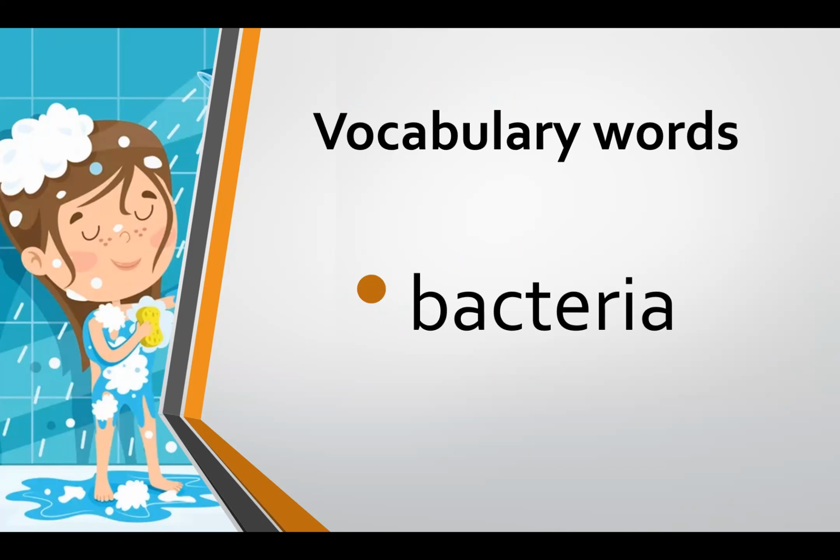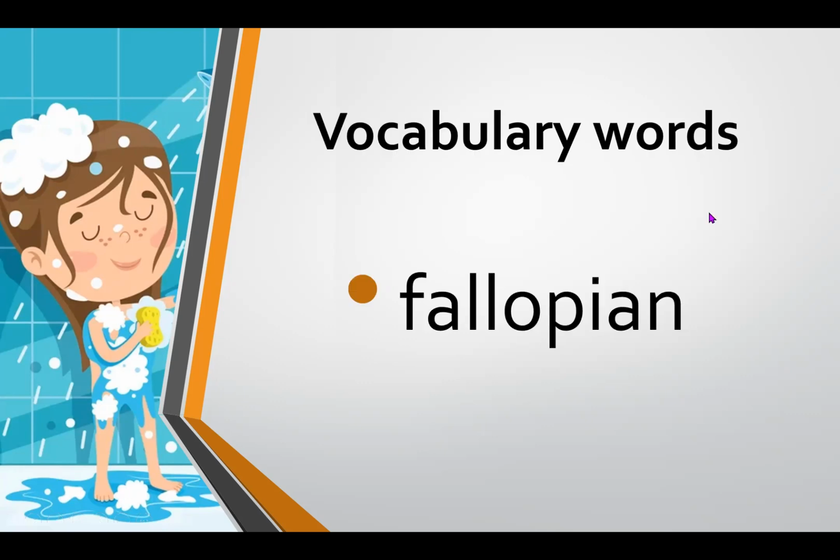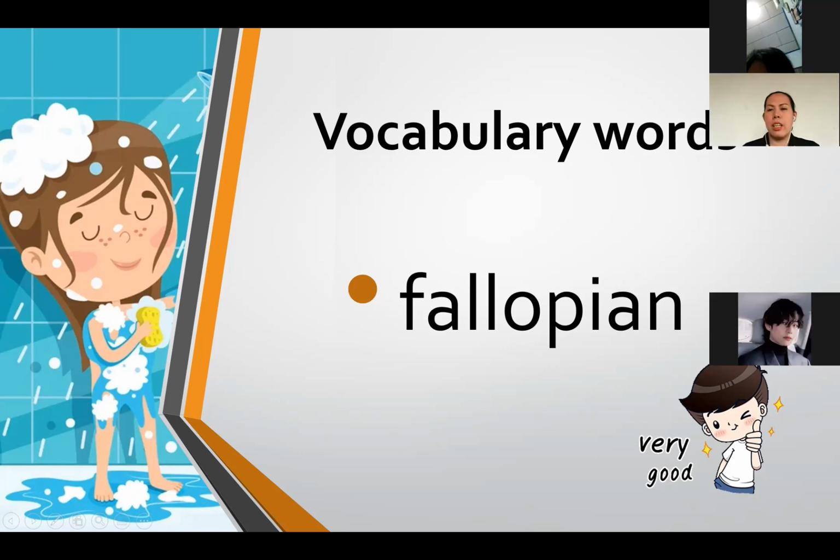The next word is bacteria. Bacteria. Again, please. Bacteria, bacteria. Very good. Can you please spell bacteria? B. Bacteria. Okay, very good. And the third word is fallopian. Again, fallopian. Fallopian. Okay, good job. Can you please spell the word fallopian? Fallopian. Good job, everybody. So those are the 3 words that we practiced for our vocabulary.